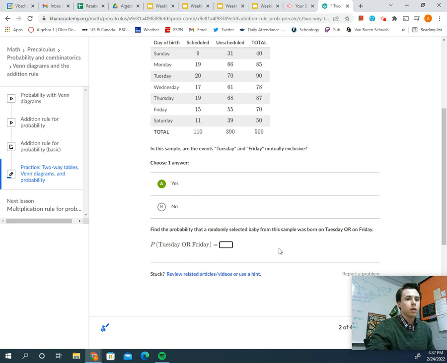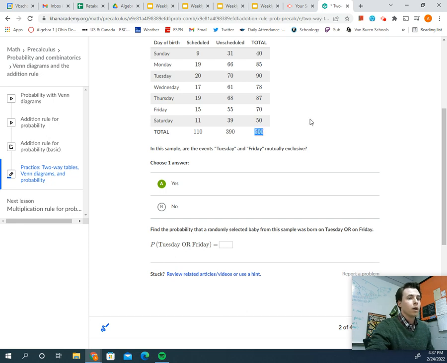So the nice thing when they're mutually exclusive is we can just add them together and not worry about double counting because they can't occur at the same time. So I add together the probability that they were born on a Tuesday versus a Friday. So what's the chance of babies born on a Tuesday? Well, 90 babies were born on Tuesday. We see that 70 were born on Friday. I get 160 babies in total between Tuesday and Friday. So 160 were born on Tuesday or Friday.